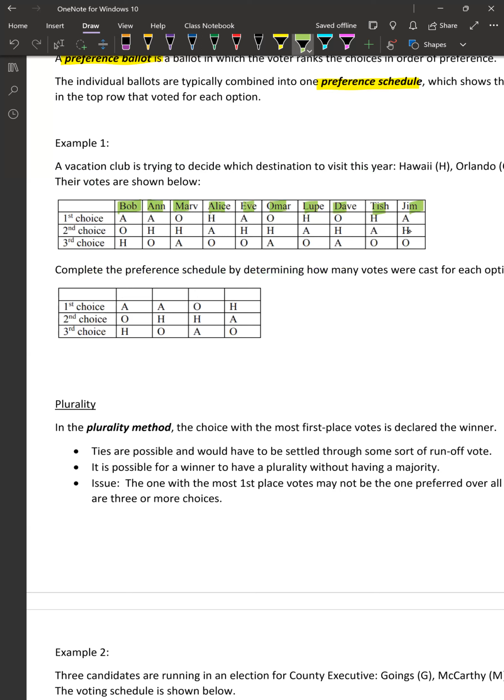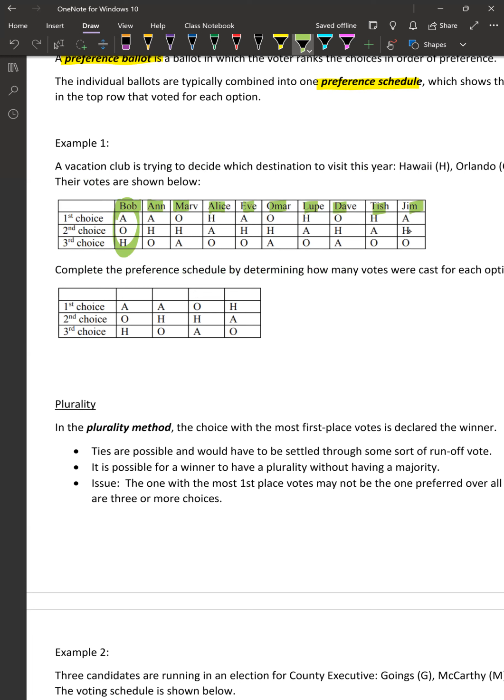Okay. And you can see that, let's see if we can find, does anybody have the same preference as Bob? So Bob was AOH. Is there anyone else? It looks like he was the only one that had that preference. Is that true? Yeah, I'm making sure my eyes aren't fooling me. Yeah, I think so. So he was the only one that had A first, then O, then H.